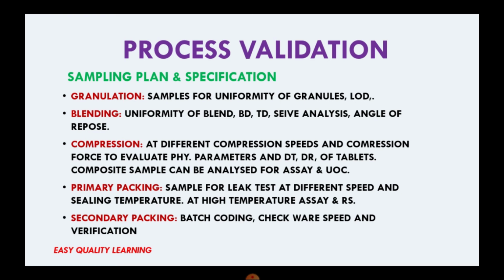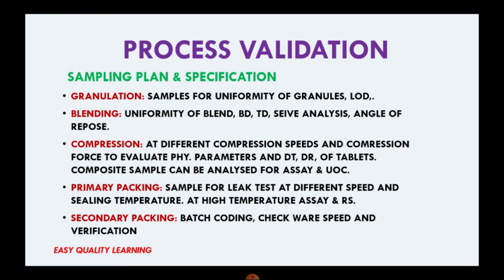Then blending. Uniformity of blend can be checked in blending, along with bulk density, tap density, sieve analysis, and angle of repose. These are the common parameters which are expected to be done on blend samples. And in uniformity of blend, we are expected to take around 10 samples, and again it depends on the size of your blender. Generally 10 samples are taken. If your blender size is very small, then it can be fewer also. If your blender size is very big, then it can be 15 instead of 10, or even 20 also.